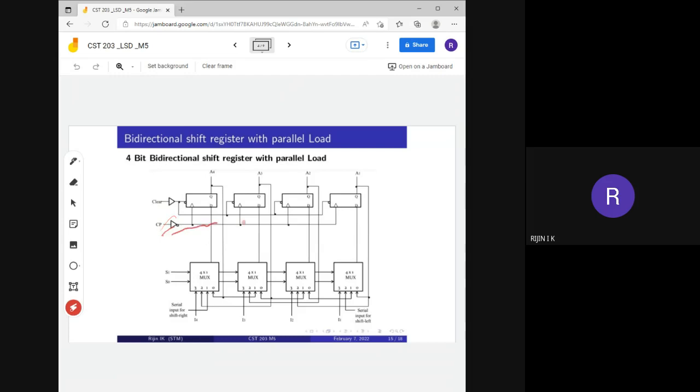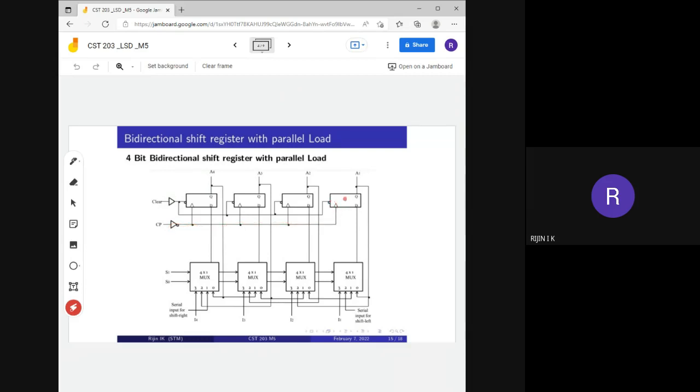Then this is the clock signal corresponding to each flip-flop. The same clock signal you are applying to all these flip-flops, so we can say it is a synchronous circuit. This is the input corresponding to the first D flip-flop, this is the input corresponding to this flip-flop, and so on for the others. And these are the outputs. And this is the clear signal, and this is the clock pulse.